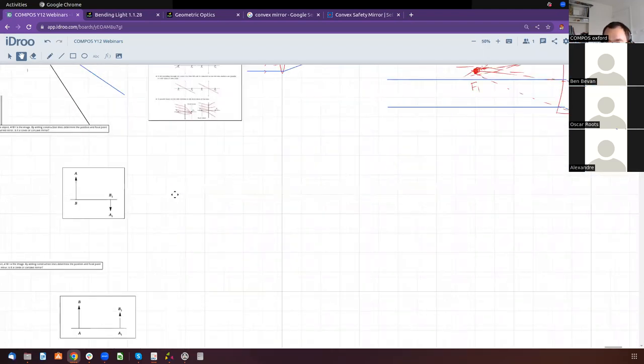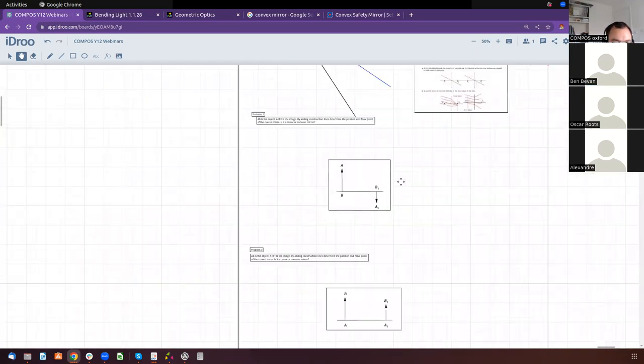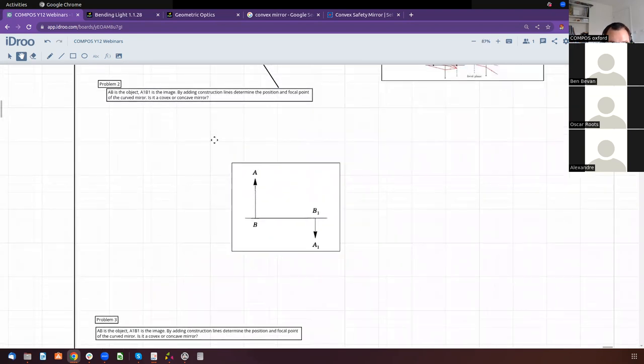For mirrors, AB is the object, A1B1 is the image. By adding construction lines, determine the position and the focal point of the curved mirror. Is it a convex or concave mirror?